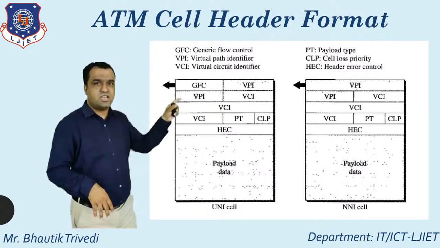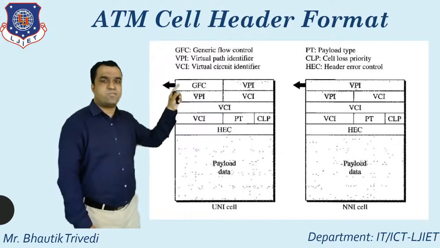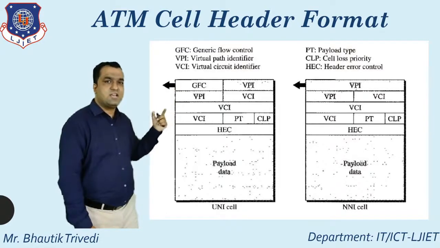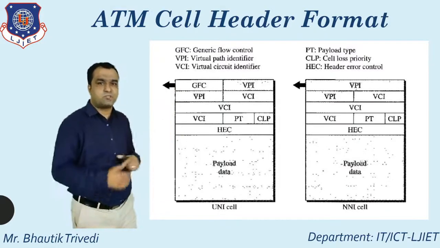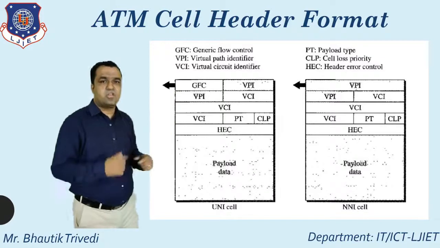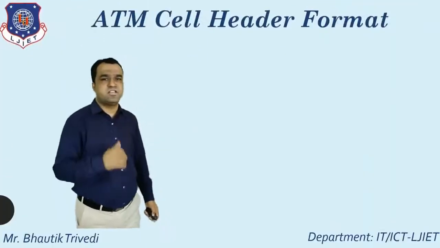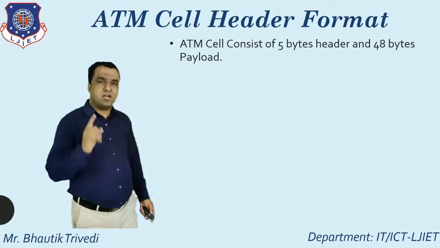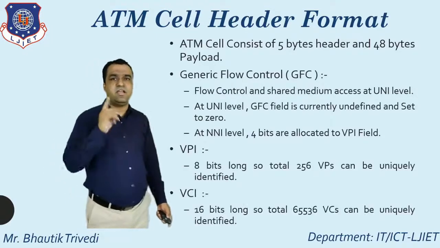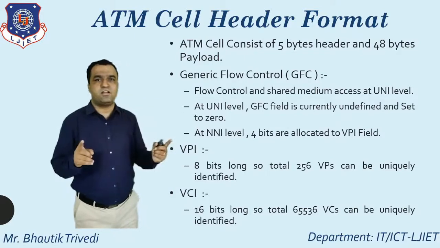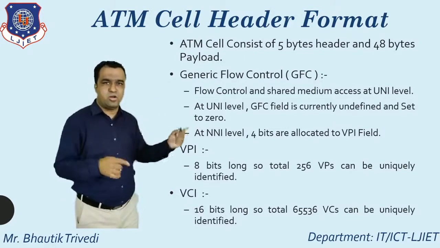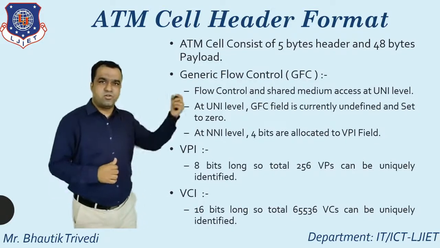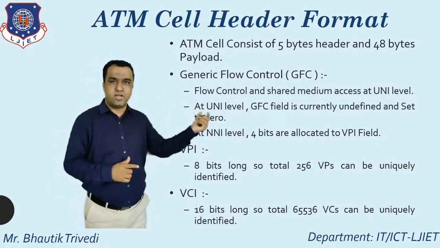So here you see this diagram: GFC, then the VPI, then the VCI, then the payload type, then the cell loss priority and HEC. Let's start with the components. Again I repeat, an ATM cell consists of 5 bytes of header and 48 bytes of payload. First one, generic flow control. Why do we use the GFC? For flow control at UNI level.